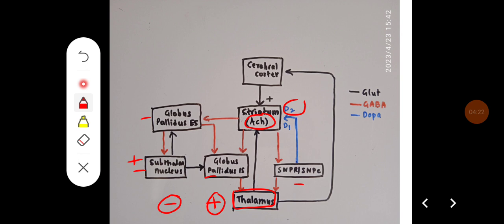So this is in brief about the internal circuitry of basal ganglia.